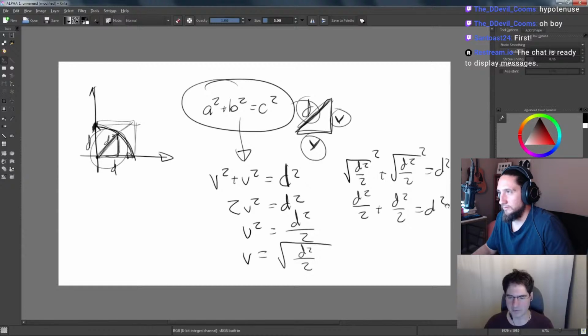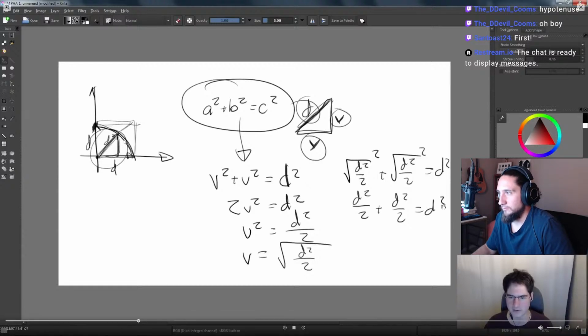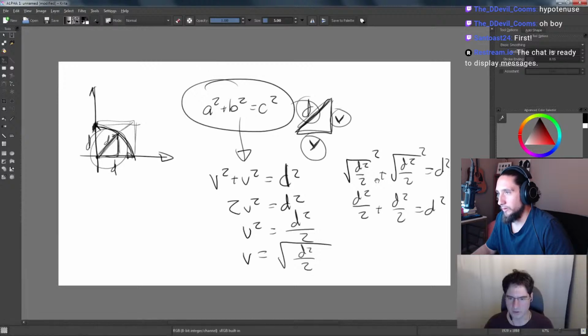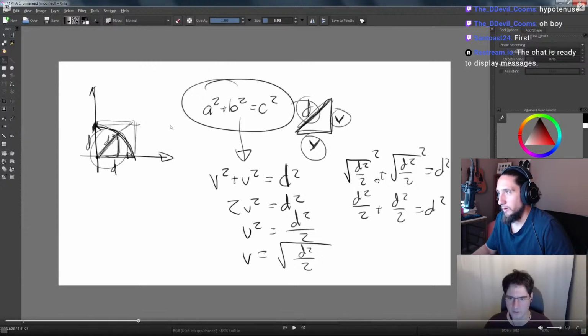And then I can multiply everyone by 2, I think here. Is that correct? Well, okay, I see. Plugging in the square root of d squared over 2 for each of those v's, and then calculating it from there. Oh no, these guys add together, right? So then I have basically 2d squared over 2 equals d squared, and then I multiply that out.